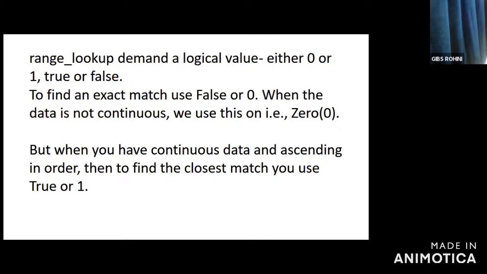Range lookup is a logical value that I have mentioned. If you put 1 or 0, you will get 2 different types of value. In case of using 0, that means exact match, and in case of 1, it is approximate match.